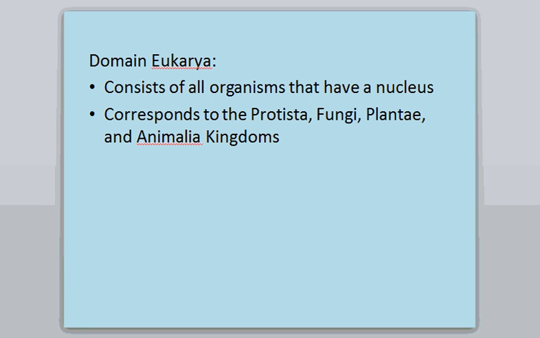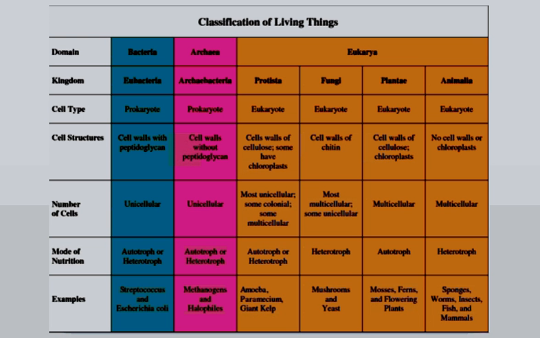The last domain, which we are more familiar with, is eukarya. It consists of all organisms that have a nucleus, and then it has 4 corresponding kingdoms: protist, fungi, plants, and animals. You can see the classifications here. We have the domains across the top, kingdoms, cell types, cell structures, and you can see how they differ across.